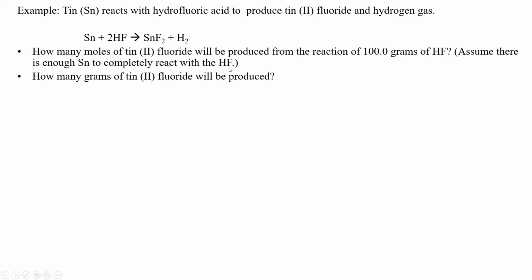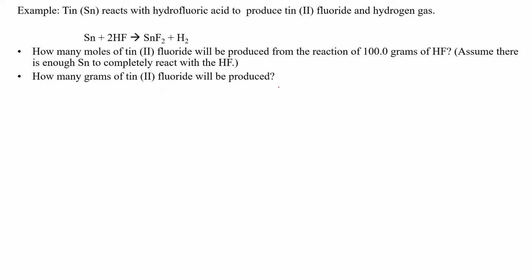So in this problem, there's some information given that hydrogen fluoride is 100 gram, and for tin, we just don't have to worry about how much we have. We just know that it is enough to completely react with hydrogen fluoride. And once this 100 gram of hydrogen fluoride is completely converted into the product, the reaction will stop. We have to find moles of tin 2 fluoride, and in the second part we have to find actually grams of tin 2 fluoride.